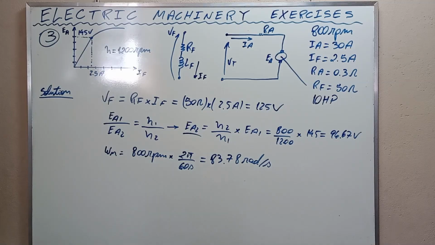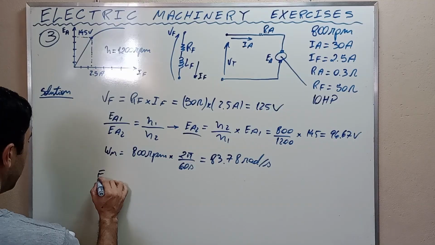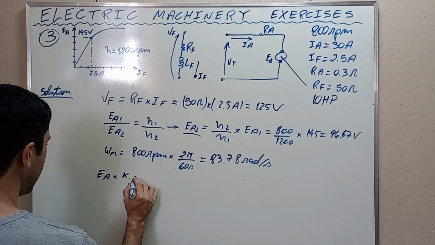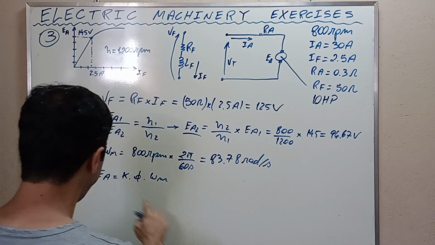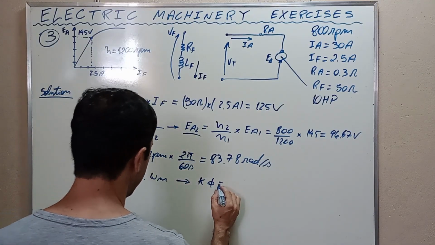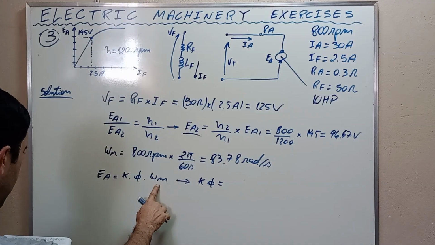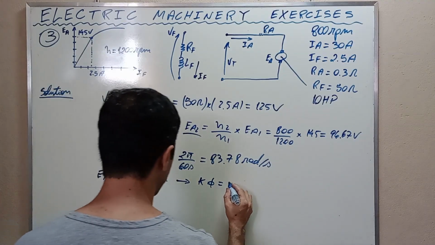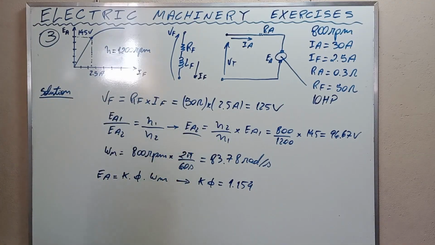The expression for the induced voltage is EA equal to K times phi times Wm, and if we solve for this parameter here, we find that K times phi is equal to EA divided by Wm, which is equal to 1.154, okay? To find the developed torque, we use the expression for the developed torque.